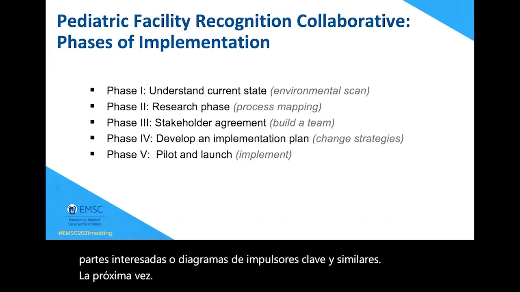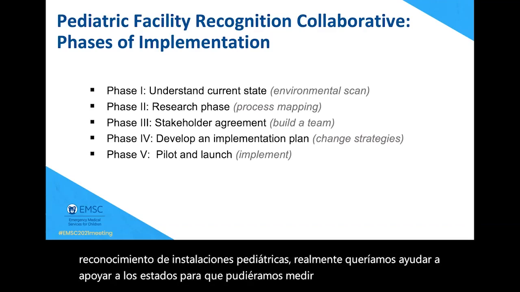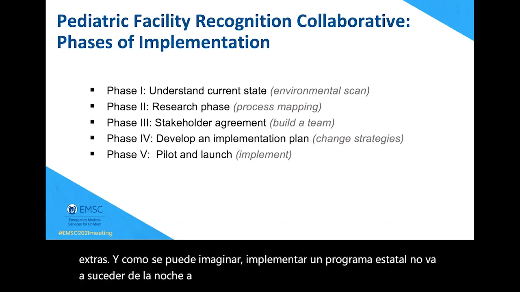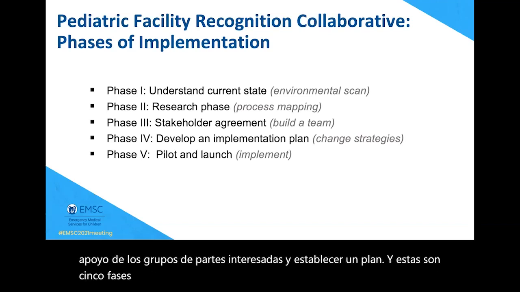So as we approached the Pediatric Facility Recognition Collaborative, we really wanted to help support the states so that we could measure improvement over time. And as you can imagine, to implement a statewide program is not going to happen overnight. This takes many months of garnering support from stakeholder groups and establishing a plan. And so these were our 5 phases that we really established to be able to work through this effort.